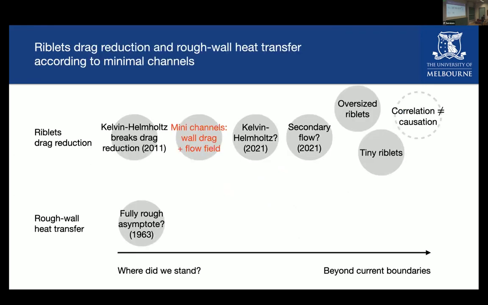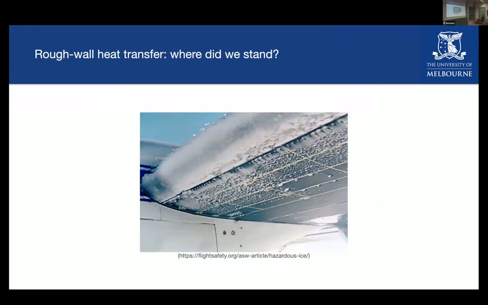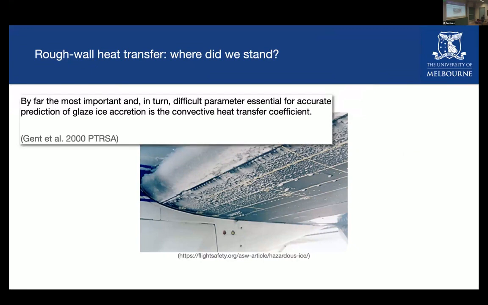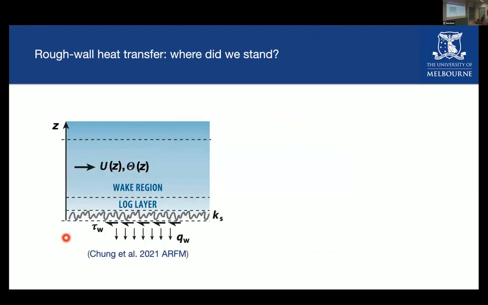Okay, so with the last maybe five, six minutes that I have, I'd like to talk about heat transfer over rough walls. Rough wall heat transfer has many applications. Here I'm showing one frightening application, and that's ice formation over an aircraft wing. They're a safety hazard because they change the shape of an airfoil and modify its aerodynamic performance. The key to predicting the formation of ice, from this review paper, is this quantity, the convective heat transfer coefficient. And that means we need to solve this problem here.